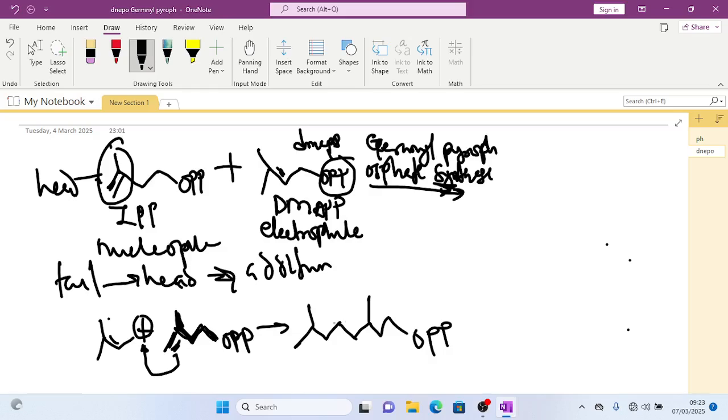Alright, so we get this product here. I want you to notice something: if this electron is lost, there will be the generation of a positive charge here. So for the positive charge to be balanced, we have 2 electrons here. The bond here is going to neutralize this positive charge, and so we are going to get this product here.